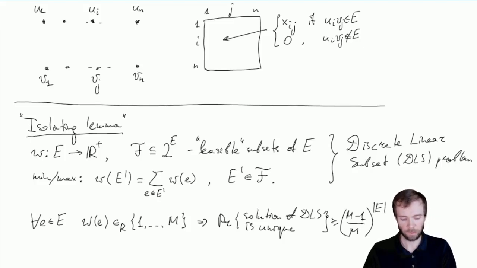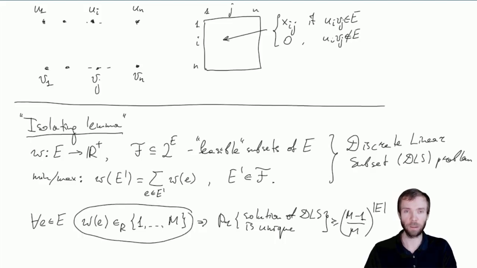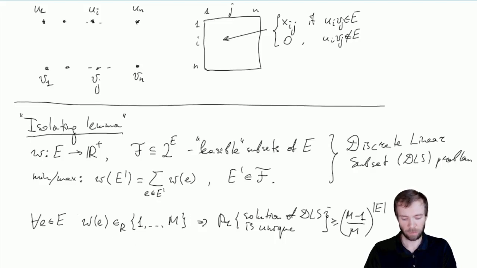So this implies that when the set from which we choose our weights at random is large, then the probability that there actually will exist only one solution to our DLS problem can be made pretty close to 1. So as soon as we prove this lemma, we'll apply it to our problem of perfect matching.